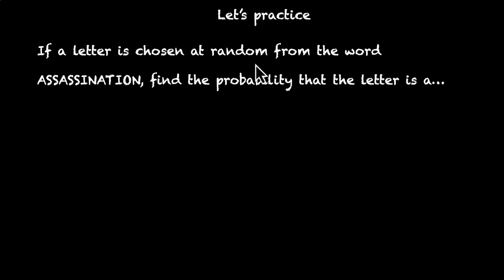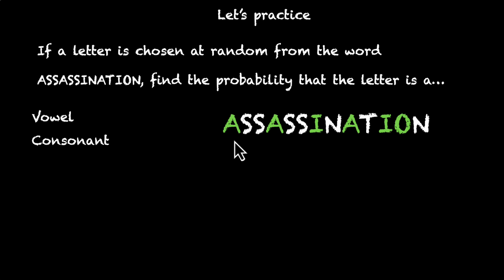Let's do one more. If a letter is chosen at random from the word assassination, find the probability that the letter is a vowel and the probability that the letter is a consonant. Just a quick note, vowels are A, E, I, O and U. So what's the answer? Well, let's break this down. Assassination. Let's count the number of letters: 1, 2, 3, 4, 5, 6, 7, 8, 9, 10, 11, 12, 13.